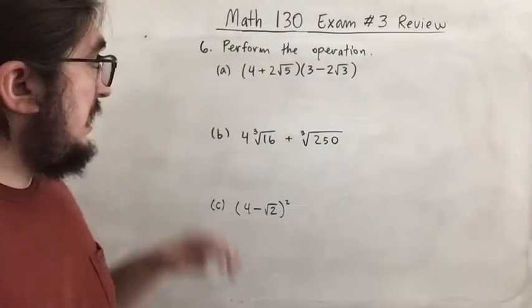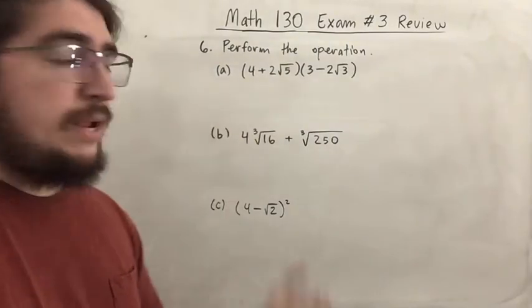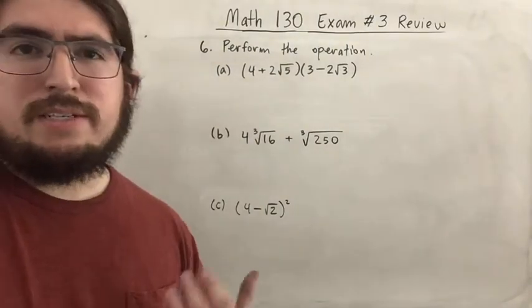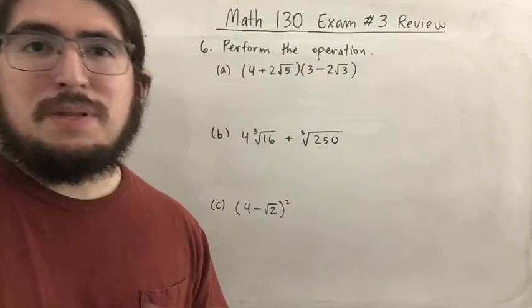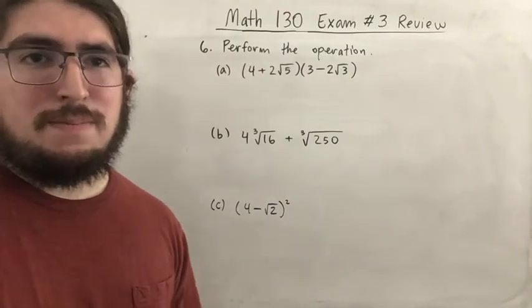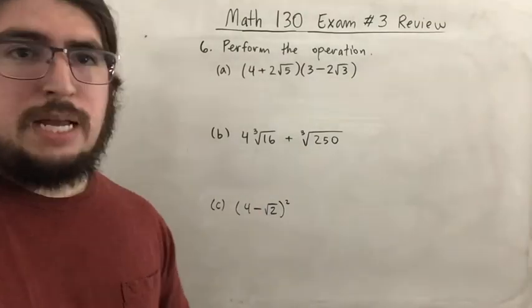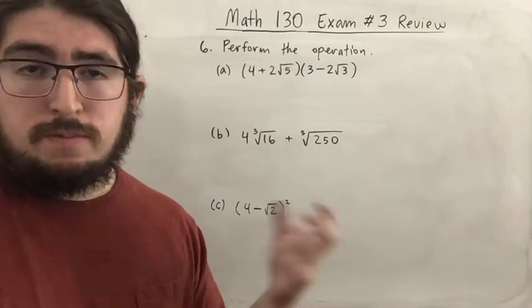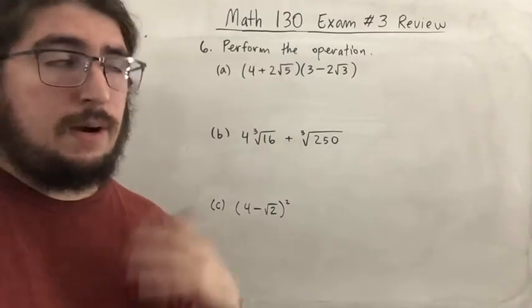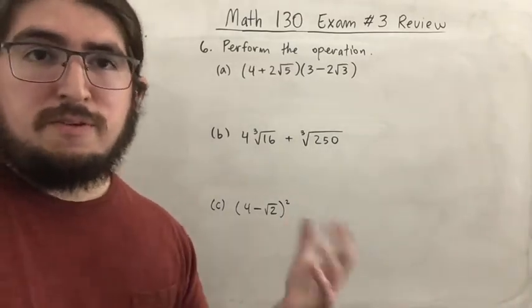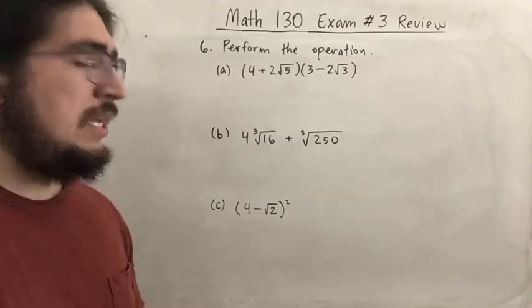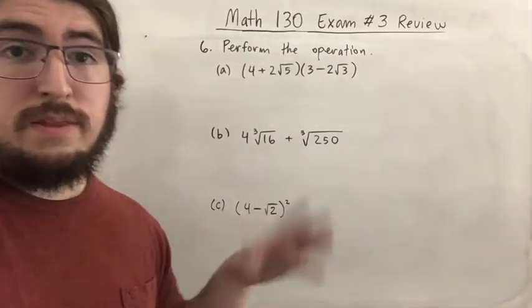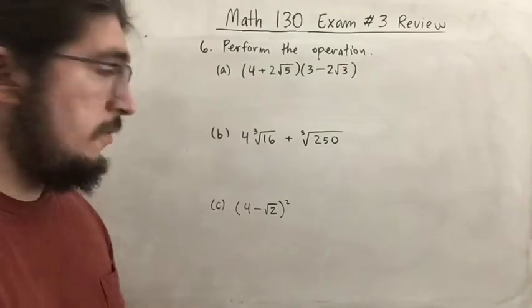Okay, so number 6 now says to perform the following operations. If you haven't noticed already, there's kind of some similarities with the exam review. For example, we simplified rational expressions, then we simplified radicals here with number 5 before this. And then there was an operational one with rational expressions, just like there is with radicals.